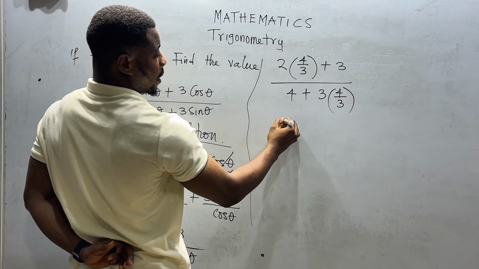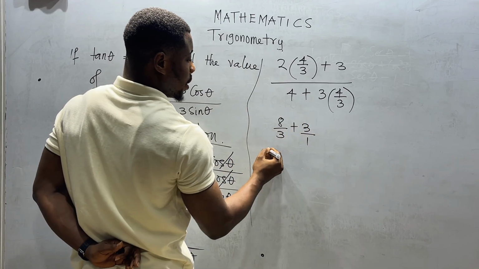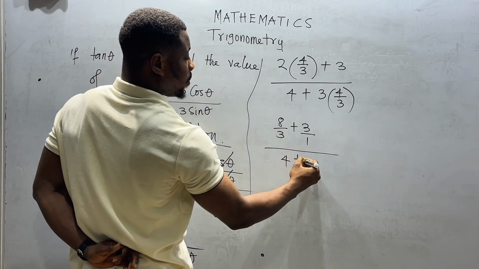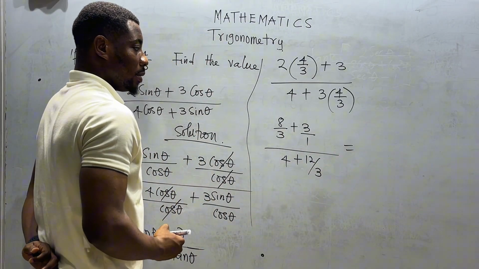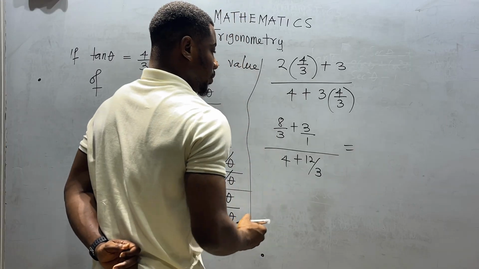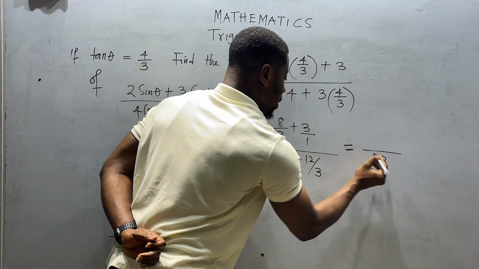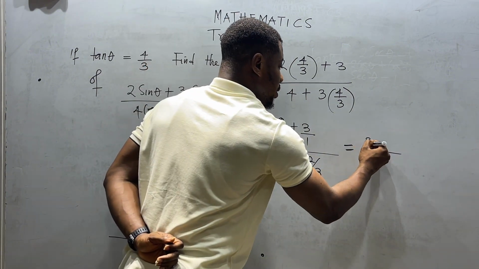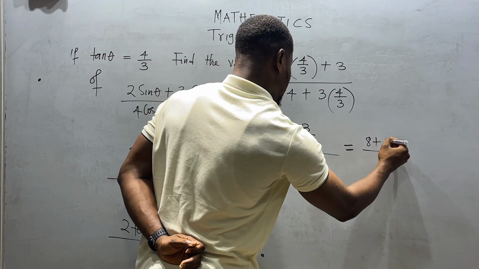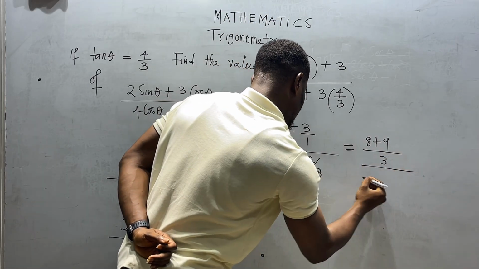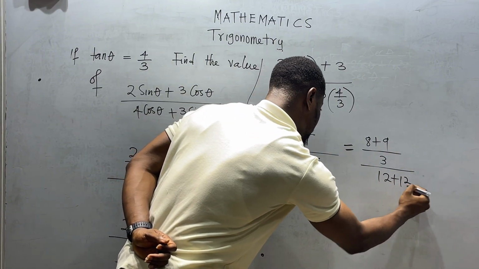So what we have here is 8 divided by 3, plus 3, and here we have 4 plus 12 over 3. At this point, if we get the LCM here, we're going to have on top 3 into 3, 8. So we have 8 plus 9, divided by 12 plus 12 divided by 3.